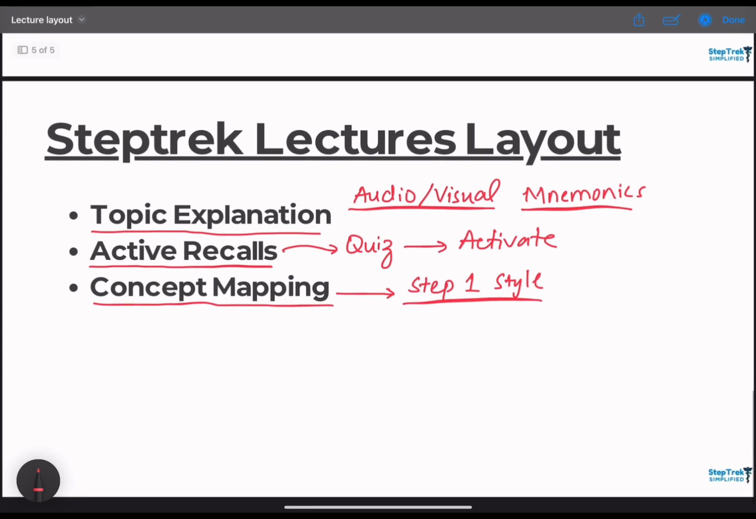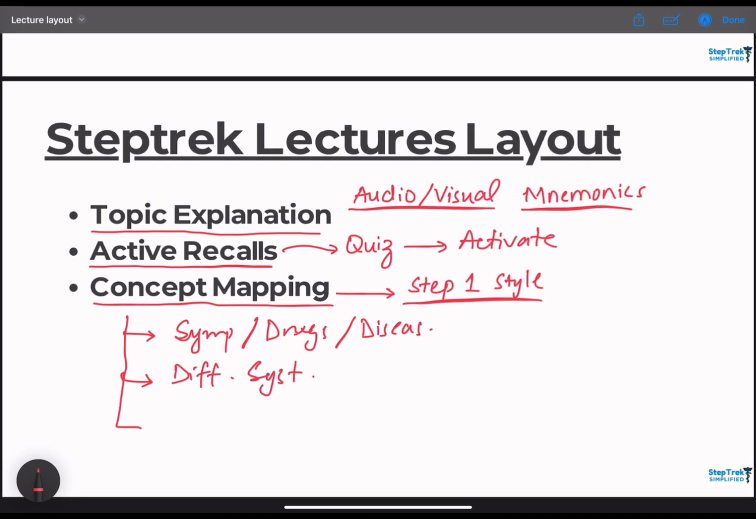It would give you a concept mapping. It would integrate different symptoms, drugs, and diseases. It would give you an understanding or integration of different systems.